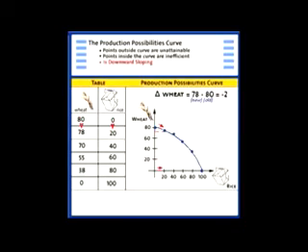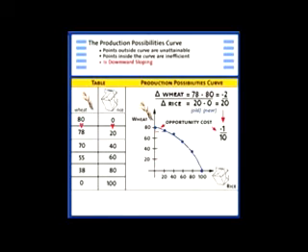Now, divide the change in wheat production by the change in rice production, and you'll get -2 over 20, or -1/10. That is, for each additional bushel of rice that we are producing between 0 and 20, on average, we're giving up 1/10 of a bushel of wheat. 1/10 of a bushel of wheat is the opportunity cost of each bushel of rice, on average, between 0 and 20.